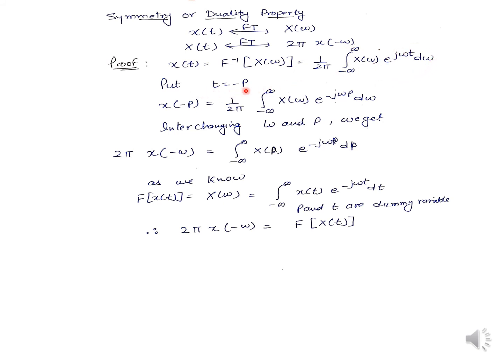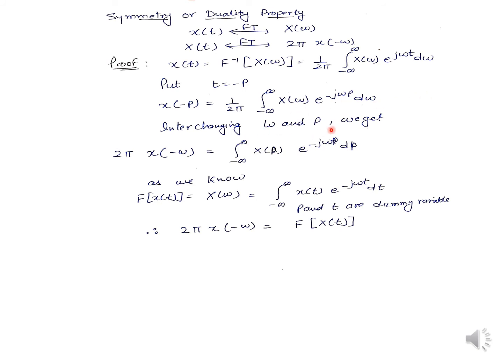Put t equals to minus p in this, so it will be x of minus p equals 1 upon 2 pi integral of X omega e raised to the power minus j omega p into d omega.